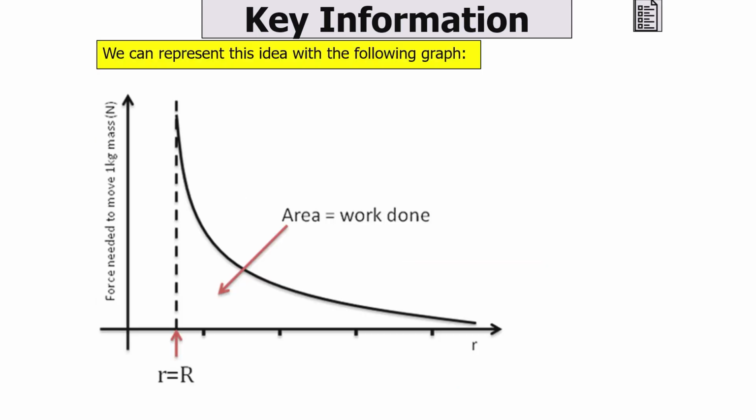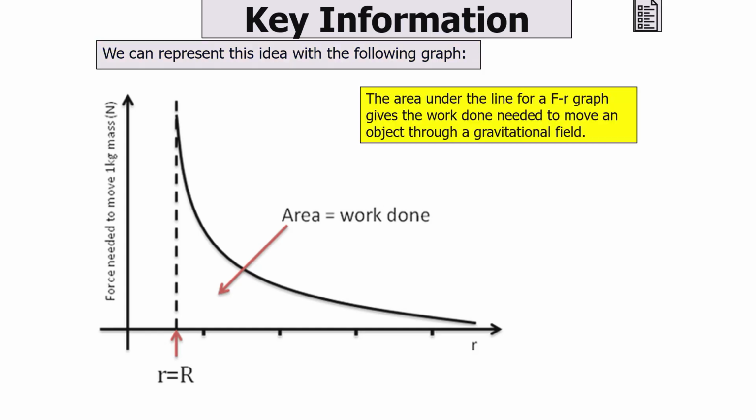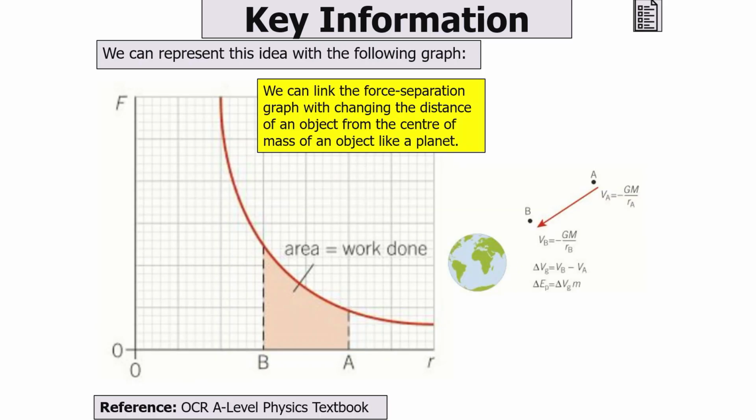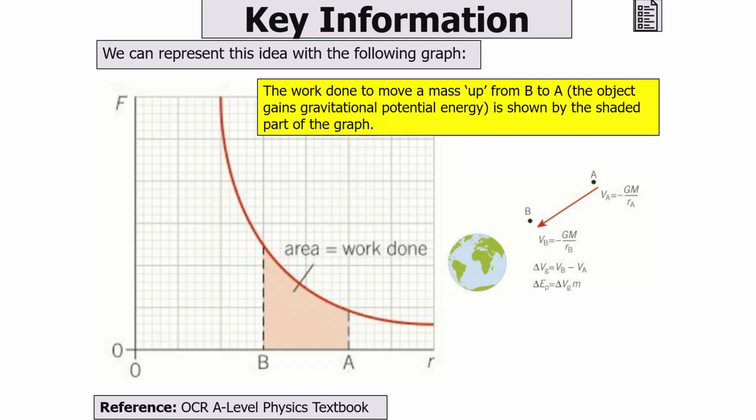Now we can represent the idea of gravitational potential difference with the following graph. The area under the line for this force against separation graph gives the work done needed to move an object through a gravitational field. So we can link the force-separation graph with the changing distance of an object from the centre of mass of an object like a planet. The work done to move a mass up from B to A, i.e. the object gains gravitational potential energy, is shown by the shaded part of the graph.